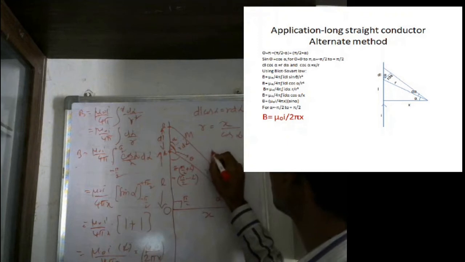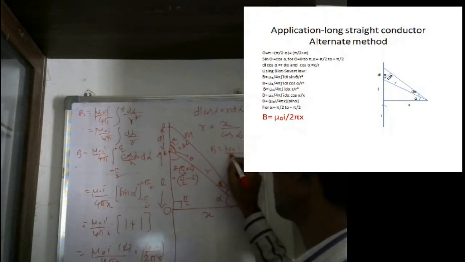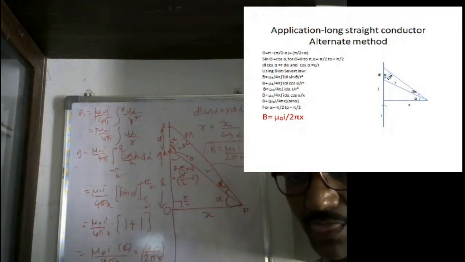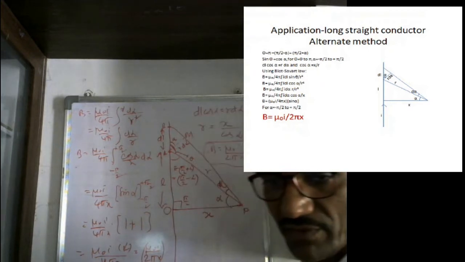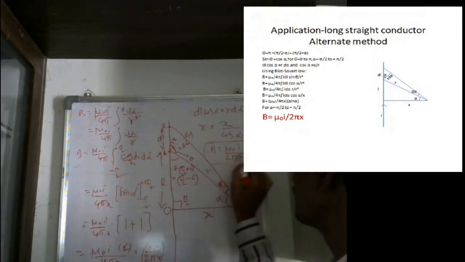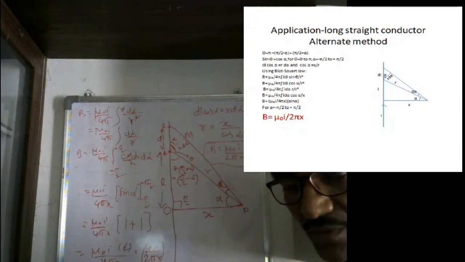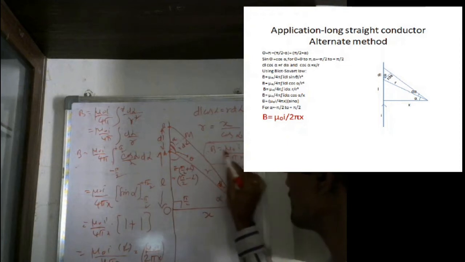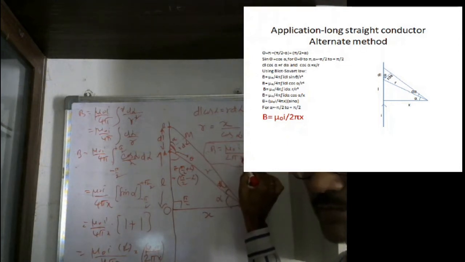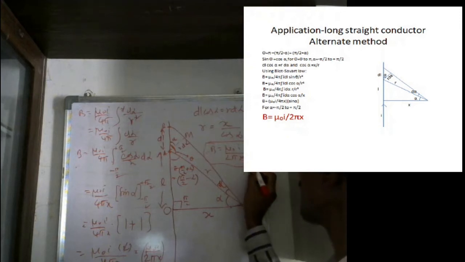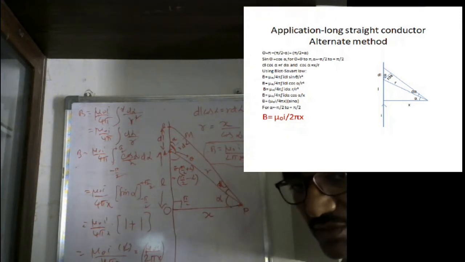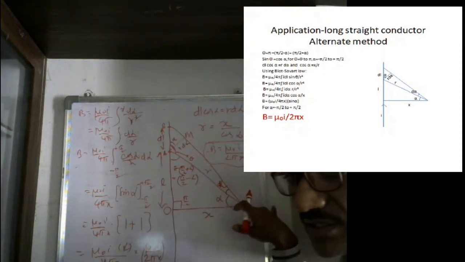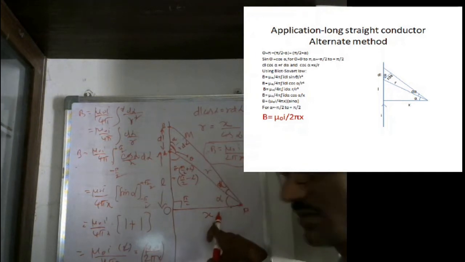Therefore, I will write here B is equal to mu naught I by 2 pi x. You may compare this formula with the formula we obtained in our previous method. There also we got the same formula, so you may use either of these two methods to apply the Biot-Savart law. So this B is inversely proportional to x. You see, in this formula we don't have any r, because for every r there will be a corresponding perpendicular distance. So this field depends on that distance as well as the current.